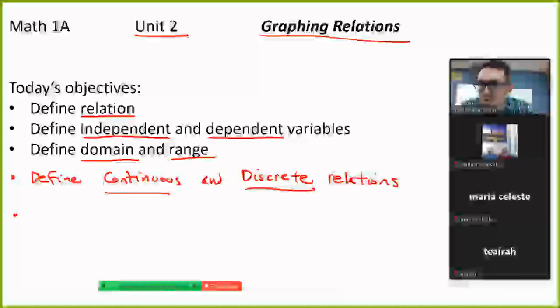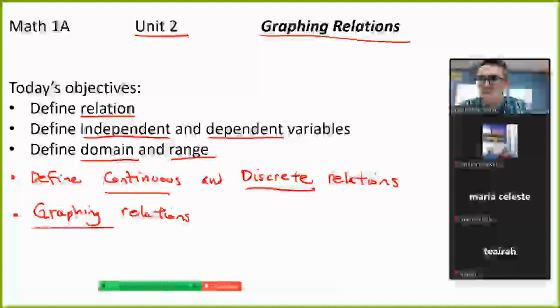And we're also going to be graphing, hence the name, right? Graphing relations. So that's where we're headed. Any questions or concerns before we get started?